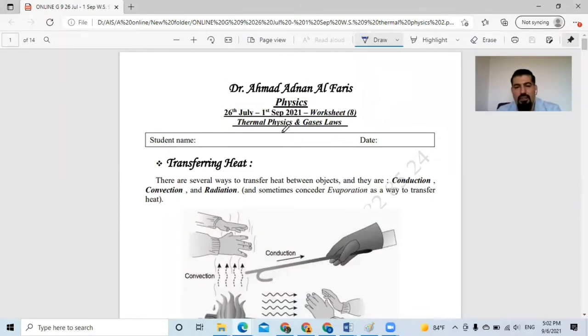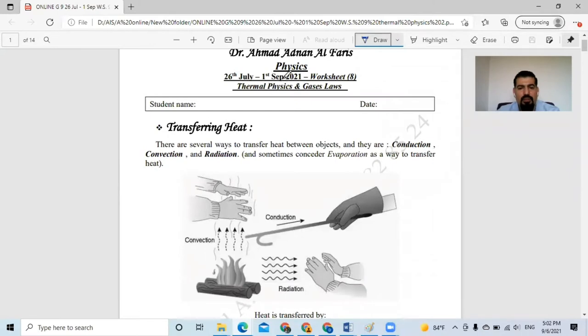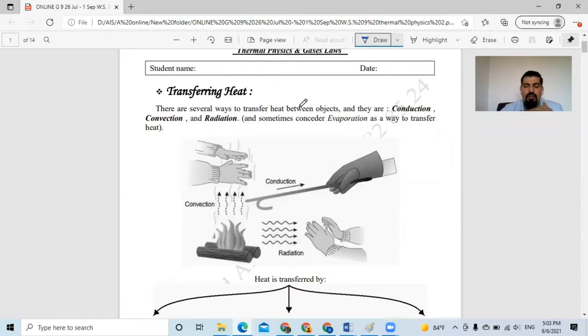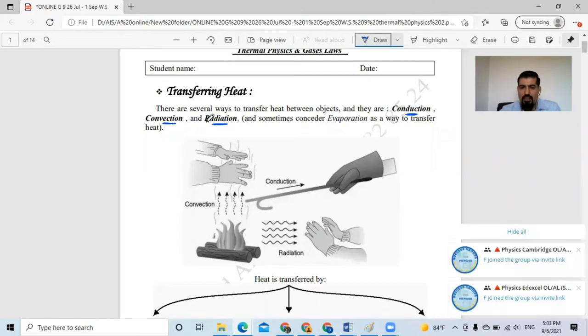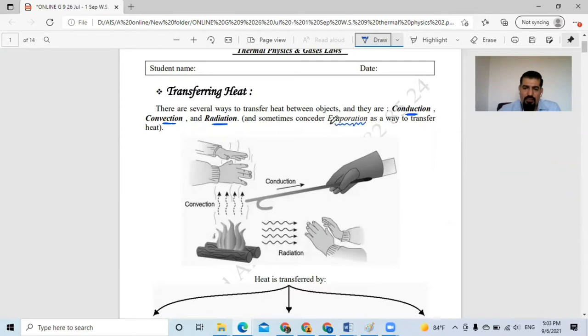Today we are going to continue talking about thermal physics. In this worksheet we are going to talk about transferring heat and how we can answer questions related to transferring heat. There are several ways to transfer heat between conductors or between objects: conduction, convection, and radiation. These are the main three processes to transfer heat. Sometimes we can also use evaporation from the surface of a liquid to transfer heat.